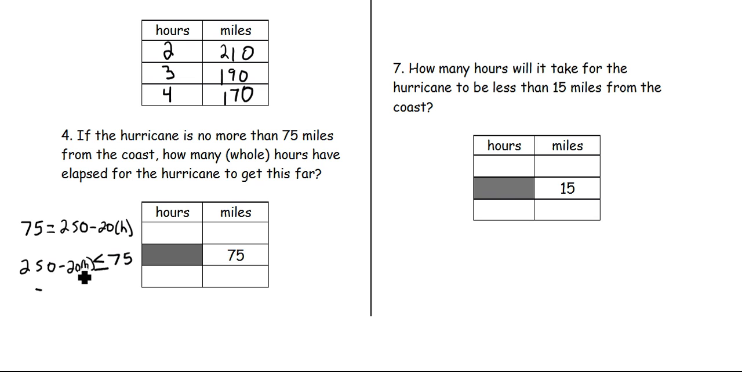Now we can solve. Negative 20h is less than or equal to, now 75 minus 250 is negative 175. Then we would divide by the negative 20. Remember, if you divide by the negative 20, you must change the sign. All right. So we have the hours must be greater than, and it's going to be a fraction. So let's see if we can figure this out.